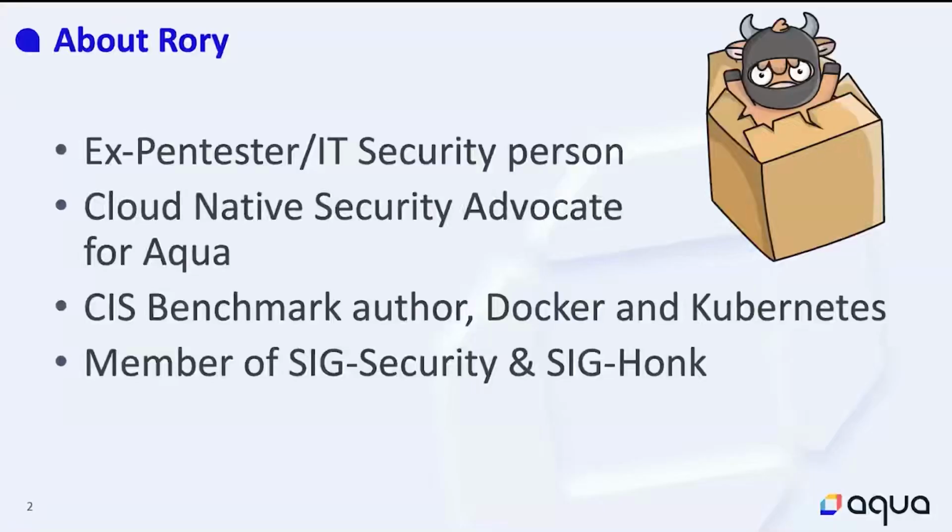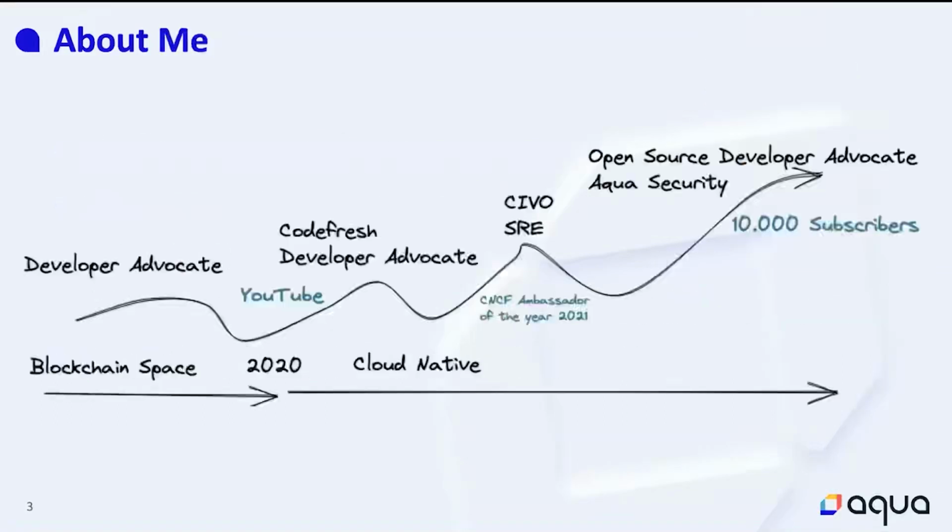Well, something a bit about Rory, who created this content. He's an ex-pen tester and IT security person. He worked in the security space for a very long time. He's very experienced in that field, different areas. Now he's a cloud native security advocate for Aqua, and he's also one of the authors for the CIS benchmarks for Docker and Kubernetes, and a member of SIG Security in SIG Hong. So he's very active in the cloud native security space. And this is kind of his mascot, his logo over there, which I think is really cute. So we kept it there.